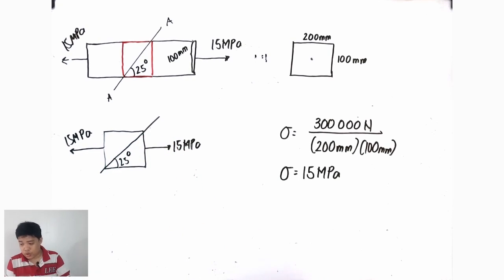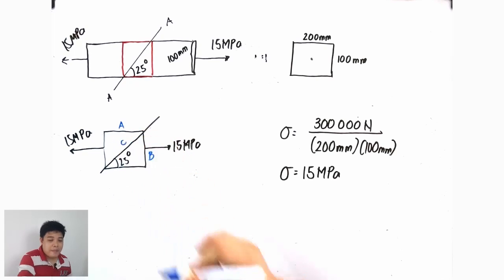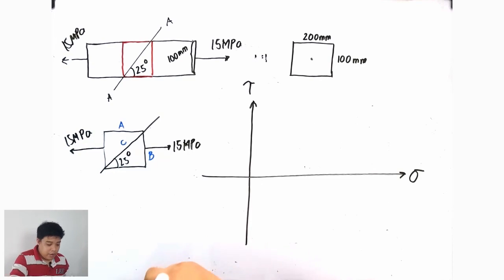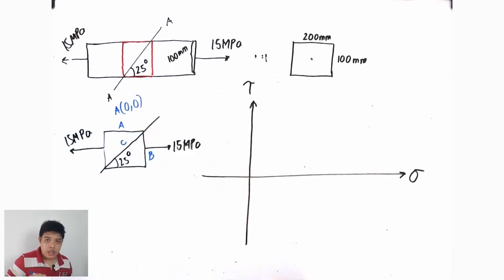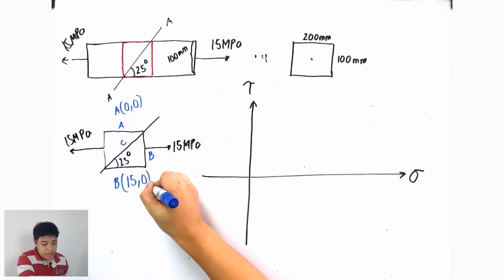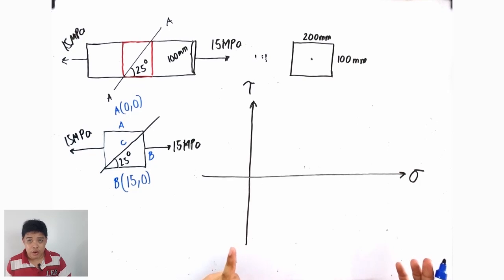So to avoid confusion, let us name the plane. So let me call it plane letter A, this one is plane letter B, and of course plane letter C. This is where we're going to get the normal and shearing stresses, on plane letter C. Again, if you're going to convert it using a coordinate, A has a coordinate of 0, 0 because it contains no shear stress and no normal force. And for plane B, that is 15, 0, 15 being the x-coordinate because x-coordinate is the normal stress.